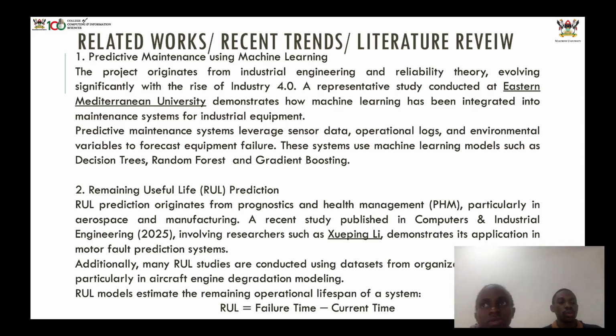So we were able to get some related works and we referred to two. One, which is a predictive maintenance using machine learning. This project originates from industrial engineering and reliability theory, evolving significantly with the rise of Industry 4.0. A representative study conducted at Eastern Mediterranean University demonstrates how machine learning has been integrated into maintenance systems for industrial equipment. Then the second one is RUL, which is the remaining useful life, full life cycle prediction.